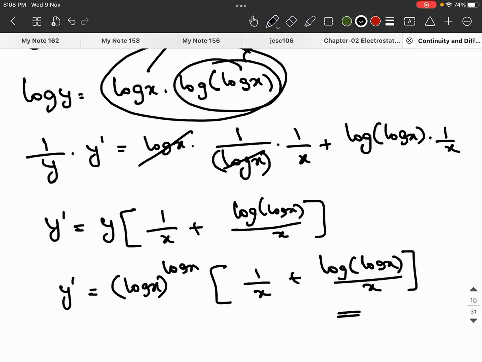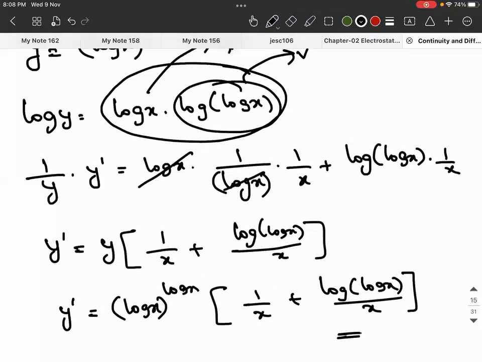So if somebody is copying, please make a note of it.